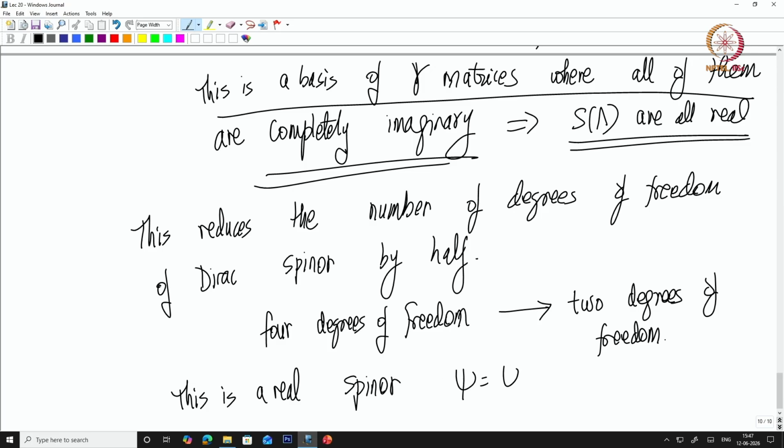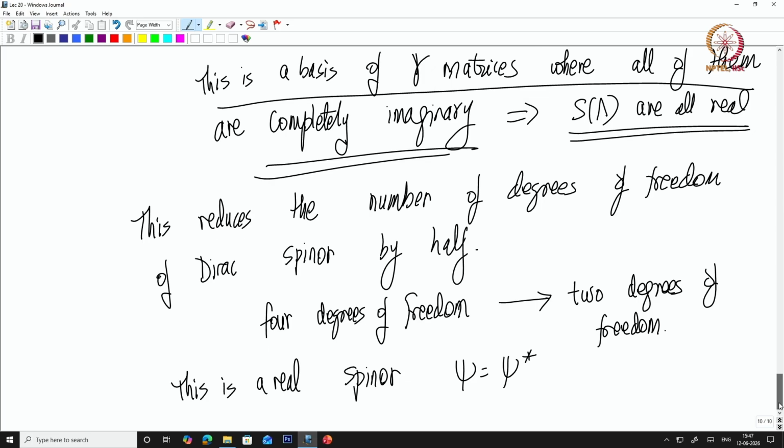So, this is a real spinor, ψ is equal to ψ*, and such spinors are called Majorana spinors. Just to make the difference I put an M. This is a real spinor. So, ψ_M is equal to ψ_M*. Such spinors are called Majorana spinors essentially.